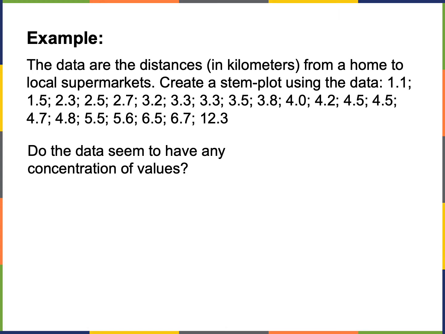The data is the distances from a home to local supermarkets. Let's create a stem plot using the following data: 1.1, 1.5, 2.3, 2.7, 3.2, 3.3, 3.3. So basically all of these numbers, right? Can you create a stem and leaf plot with that?